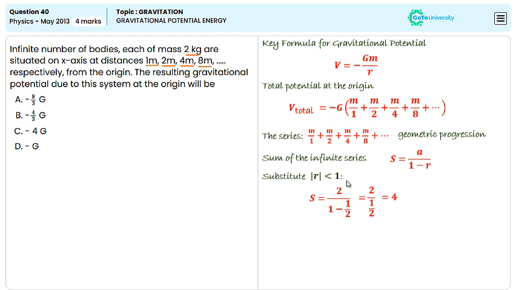The total gravitational potential at the origin is calculated as V total is equal to minus G into S, which is nothing but minus G into 4. So the correct answer is option C, minus 4G.